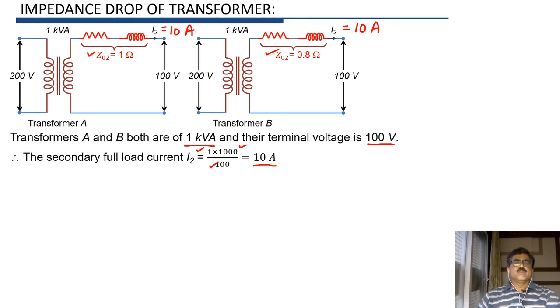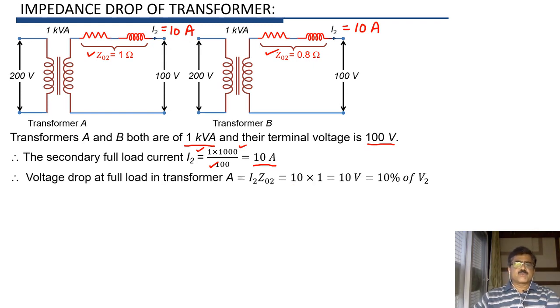Now let us see the voltage drop that will occur in transformer A and in B. So in case of transformer A, the voltage drop at full load because of impedance Z02, it will be I2 into Z02. So I2 is 10 ampere, Z02 is 1 ohm, and therefore voltage drop is 10 volt. And as the secondary terminal voltage is 100 volt, if you calculate the voltage drop in percentage of V2, that is 100, so it will be 10 upon 100, so it is 10% of V2.